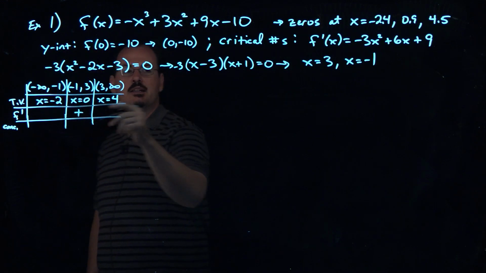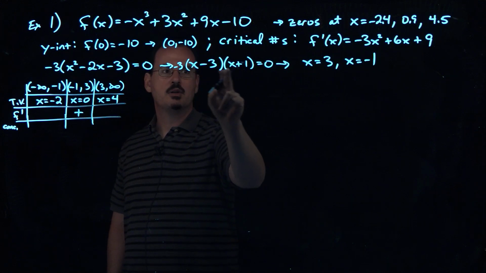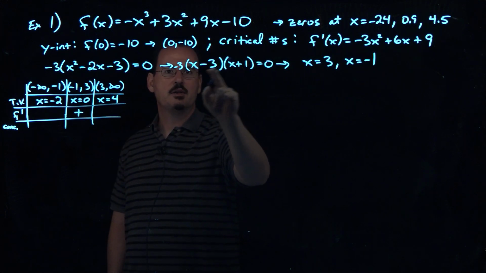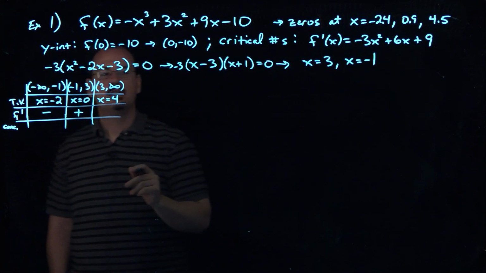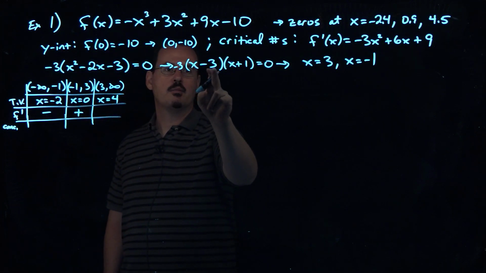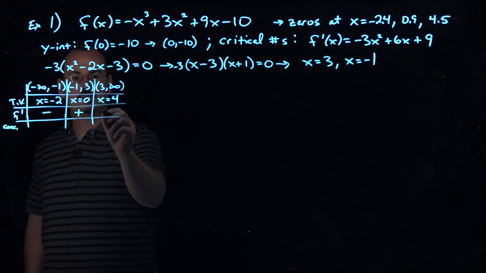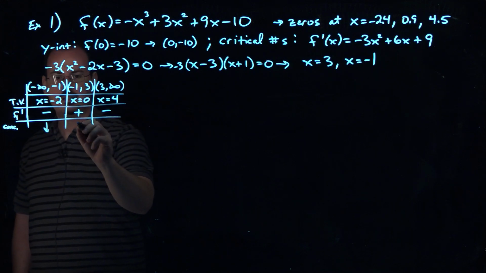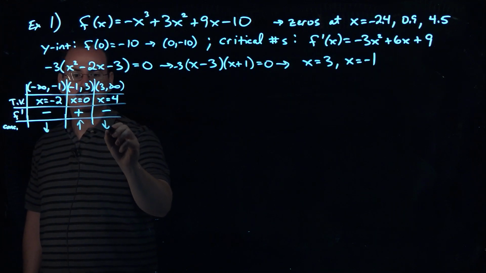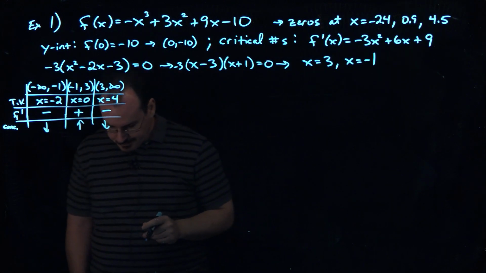If I plug in -2, let's see what happens. I'm going to have -2 minus 3, that's a negative number. -2 plus 1, that's a negative number. And then I've got a third negative. 3 negatives multiplied together, negative. 4, I'm going to have a positive here, and a negative there. 2 positives, 1 negative, that's negative. So our conclusion here is the function's decreasing, then it's increasing, then it's decreasing. So we've got our intervals where the function is increasing and decreasing.